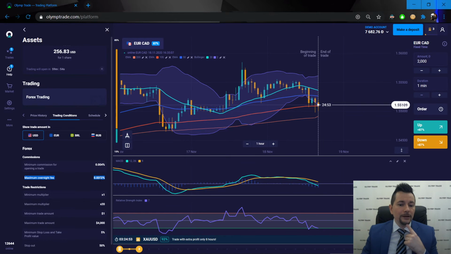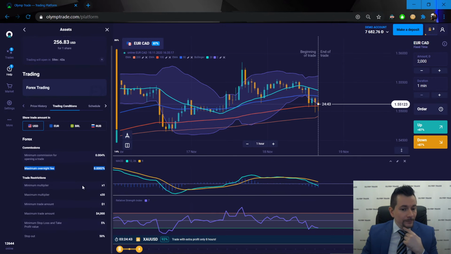So that is what you pay overnight, much less than 1%, less than 1/10 of a percent, 1/100th of a percent. It also shows you the maximum trade amount, and this is very important, minimum stop loss. Also very important, stop out. This is super important, guys. This is the most important, guys.